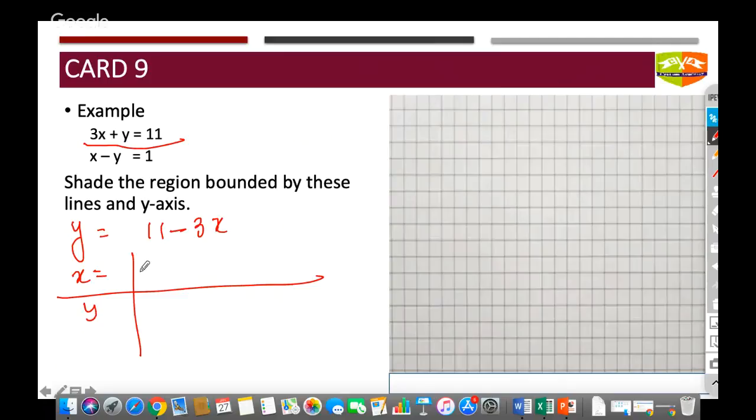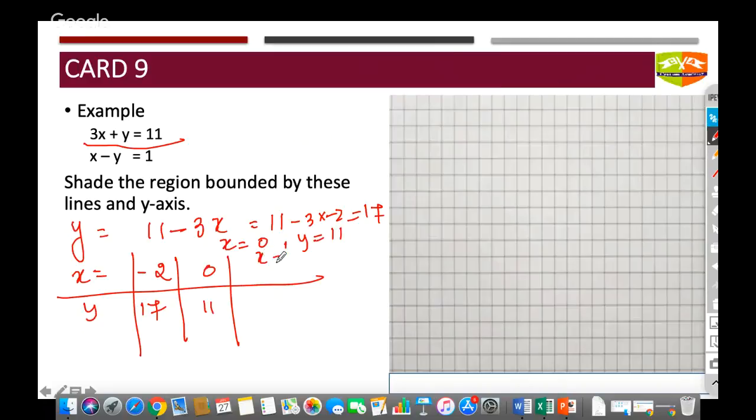So I take x is equal to -2. Then y is equal to 11 minus 3 times -2, which is 17. Similarly, if x is equal to 0, y comes out to be 11. Then I have taken x is equal to 2, so y comes out to be 11 minus 3 into 2, which is 5. Now I plot this line like this.